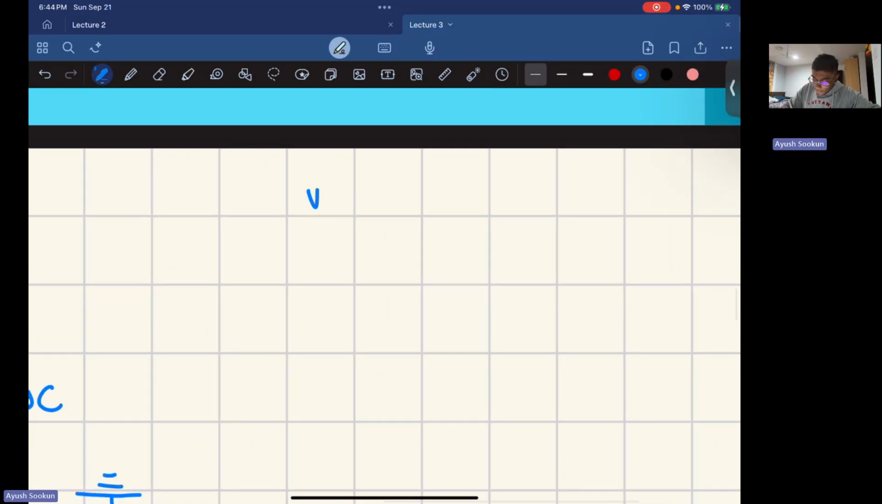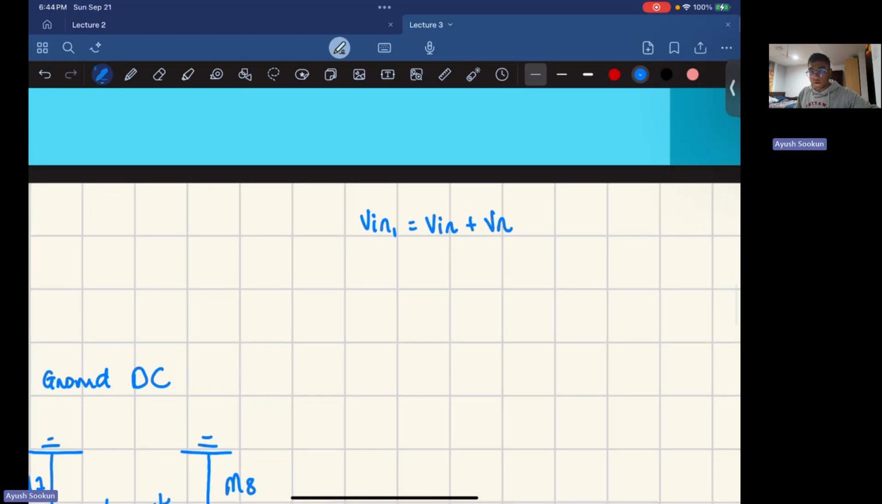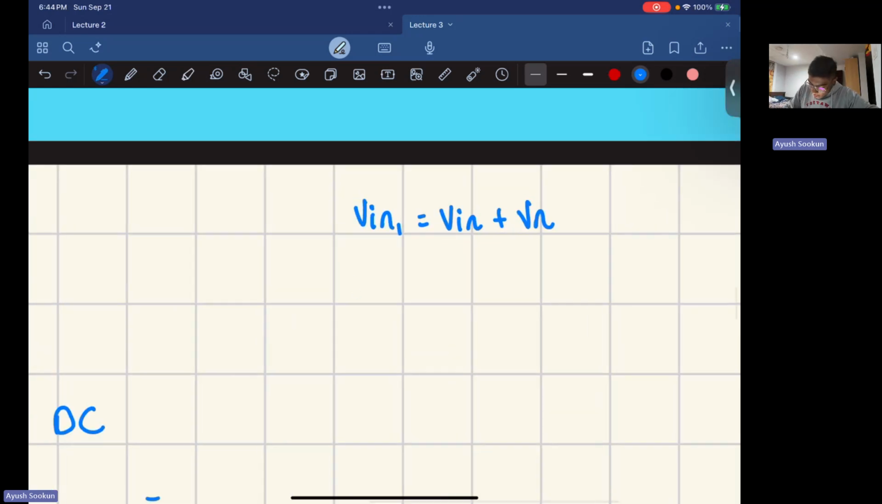So like I said before, you have V input 1, and this is equal to some input voltage plus Vn. Here in this case, the n is the noise. Now, everything that I'm writing here is a function of time. So you have the input voltage as a function of time, all right? Even the noise is a function of time, right? It's a random noise. And then we also have V input 2, which is going to be equal to minus V input plus Vn.